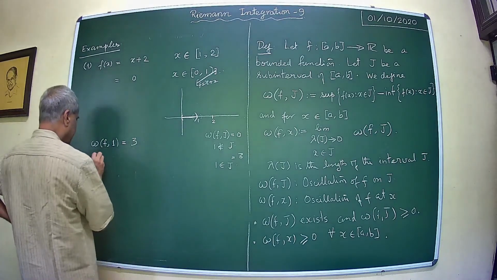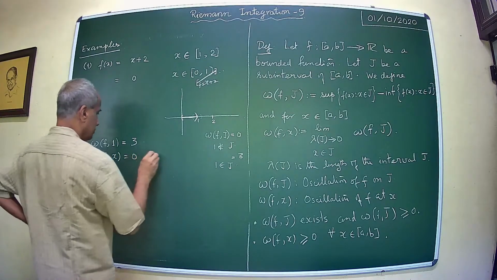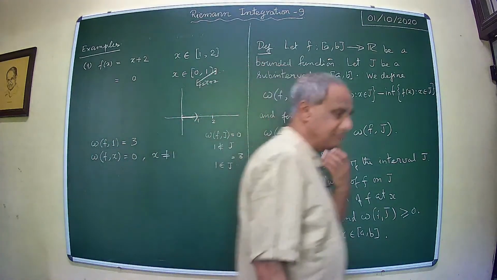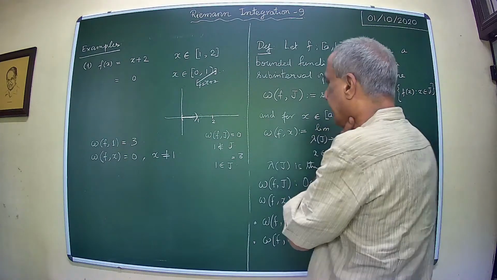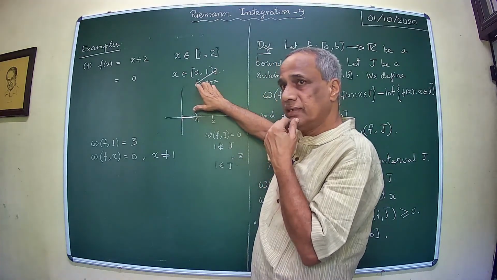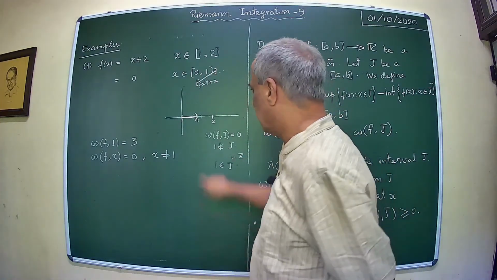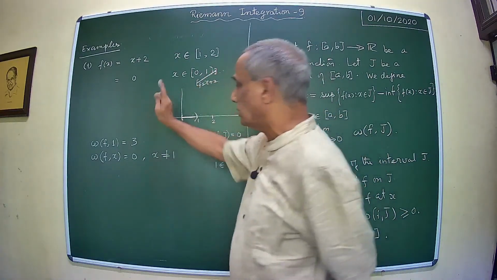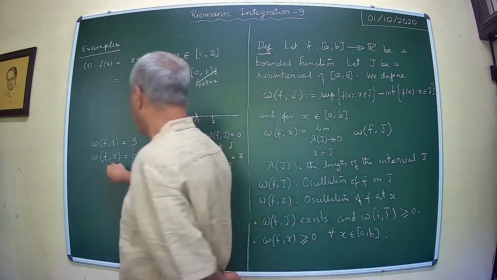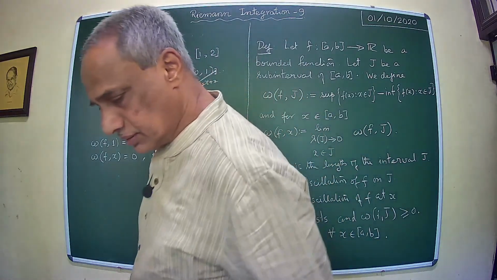Whereas omega f at other points, that's quite easy to verify. Okay, so it actually gives the measure of the jump that the function has at the point 1 or the discontinuity. Okay, and you see that at all other points this function is continuous, and we get omega f at x equal to 0 at those points. So look at another function.